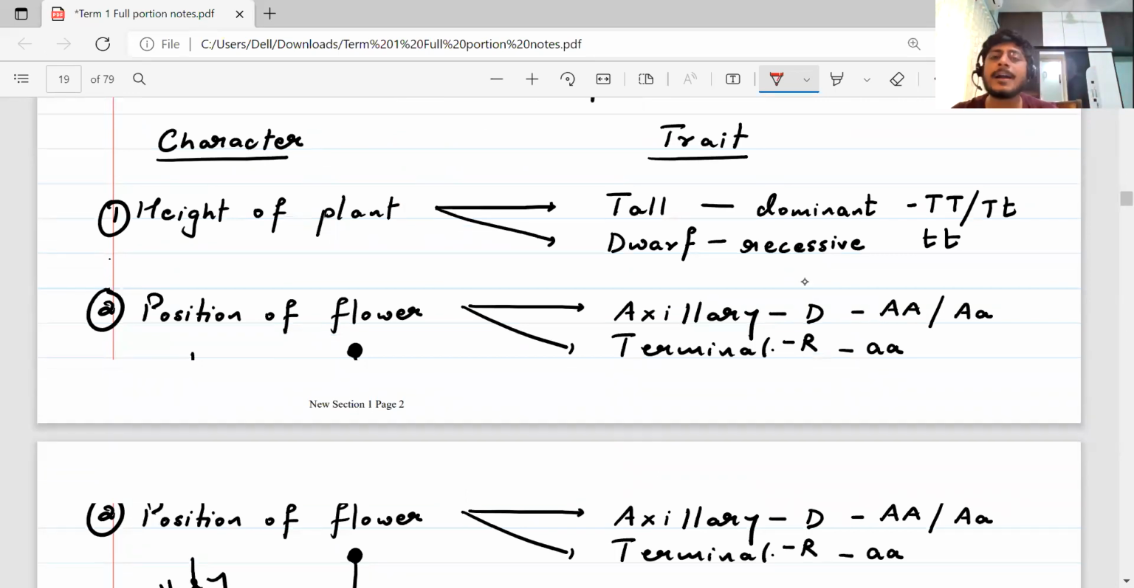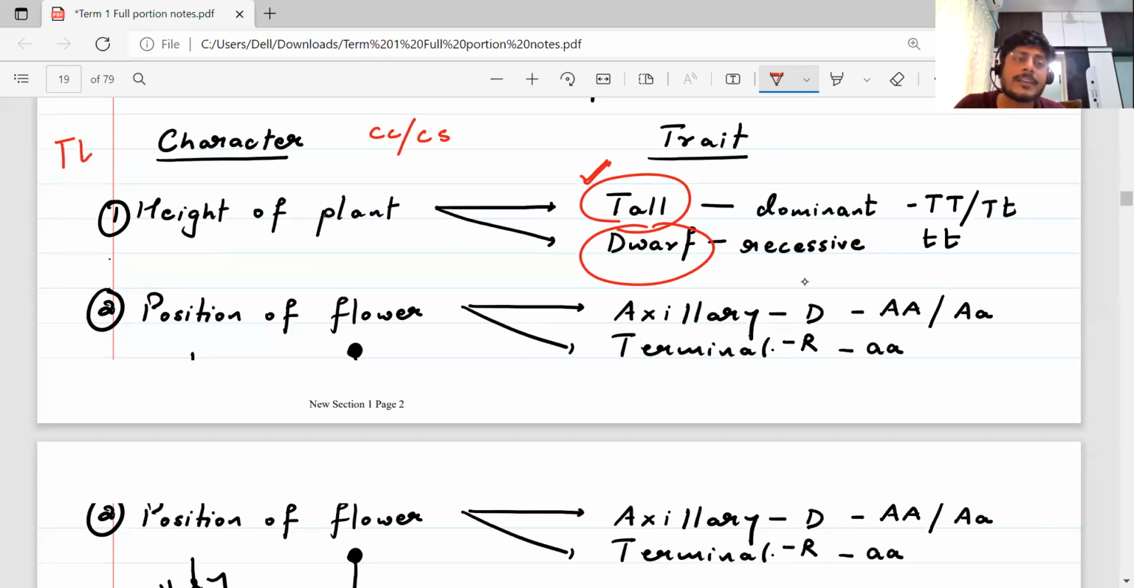So height of the plant can be tall or the plant can be dwarf. Tall is the dominant one. Dominant traits are represented by capital alphabets. So we see dominant can be represented in two ways, capital or capital small. And he also said that the capital will always express itself. So if there is one capital T and the other is small, still the plant is going to be tall. If both are capital, then obviously it's going to be tall only.